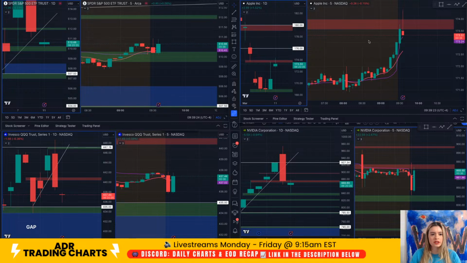Okay, Apple is reacting to this level here from yesterday. And the Q is holding 435.